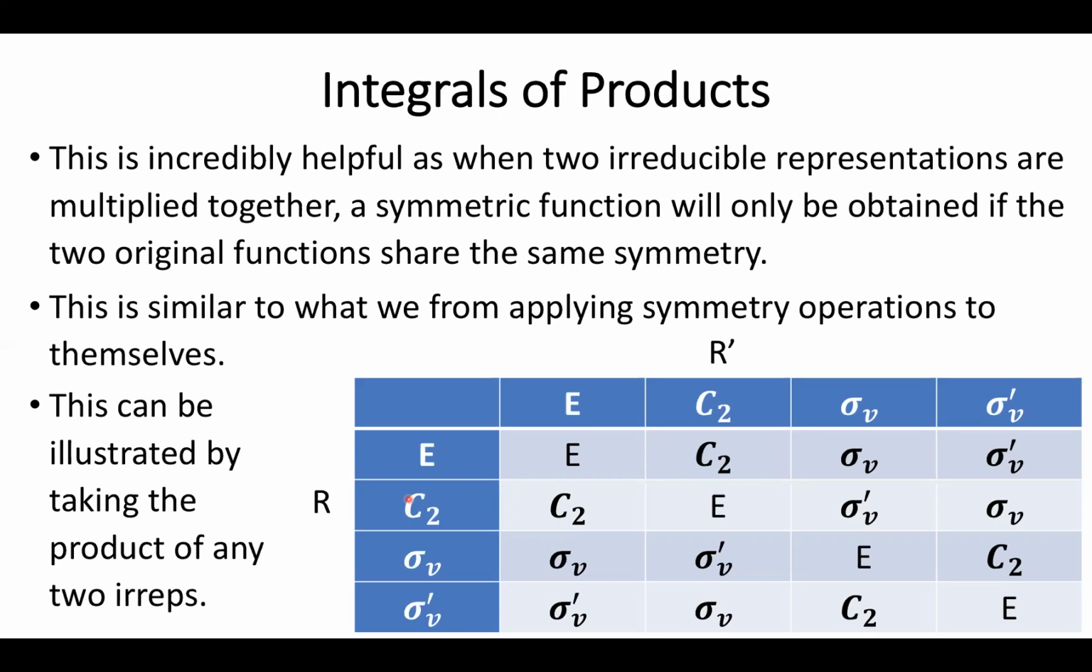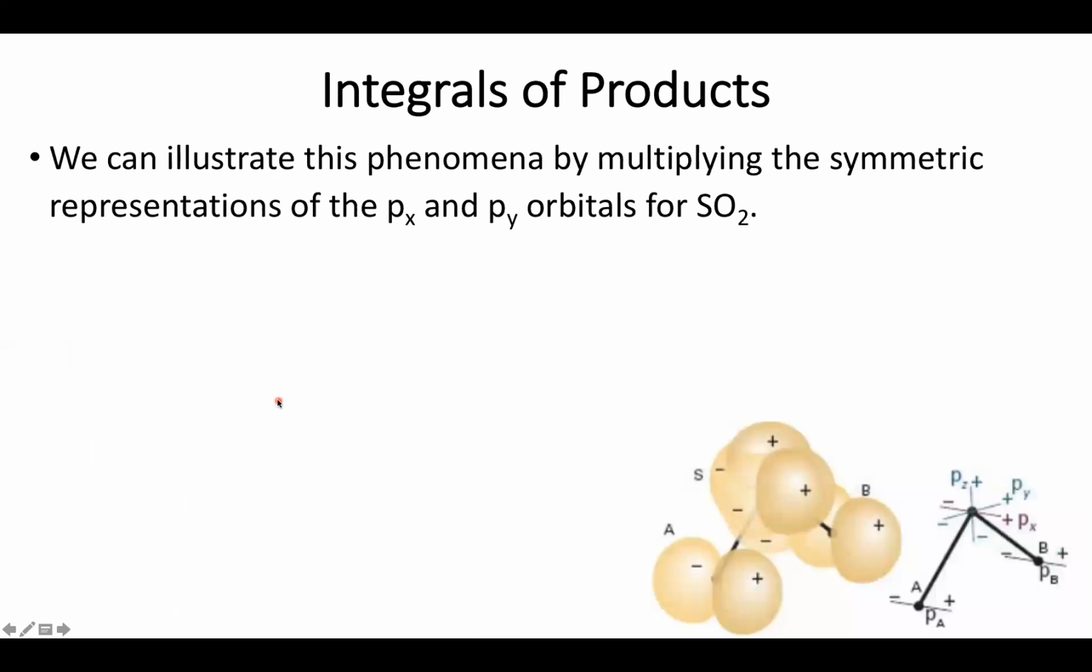So let's go ahead and work through some examples of what this means. Let's start by working with a system that's somewhat familiar. Let's take a look at our SO2, which belongs to the C2V point group.